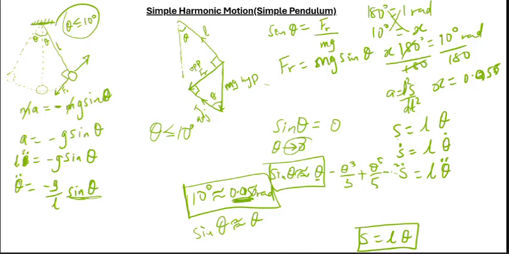Then we can just change this to theta, since we know that the assumption for the simple pendulum is that theta must be less than or equal to 10 degrees. Then we can say theta double dot equals negative g over l theta. Alright, now this is one formula also. Let's put it at the side.